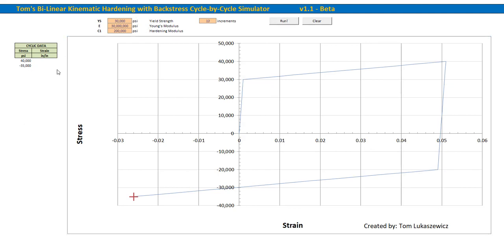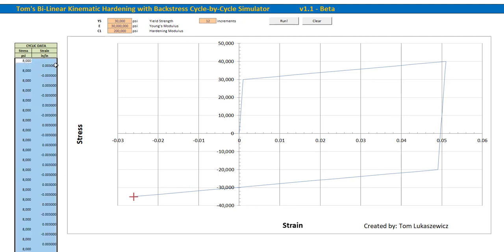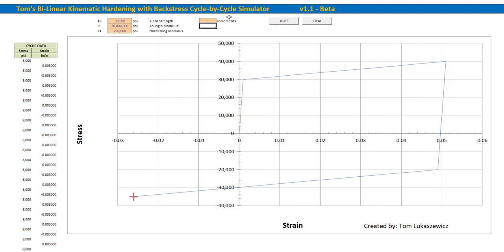So why don't we go ahead and take a look at what ratcheting is. I'm just going to paste a cyclic step here, which has 8 ksi mean stress, and we're going to do displacement-controlled alternating about 0.3% plastic strain on that mean stress. I'm just going to decrease this to just 1 increment so it goes a little bit faster. So let's let that run and take a look at what happens here.